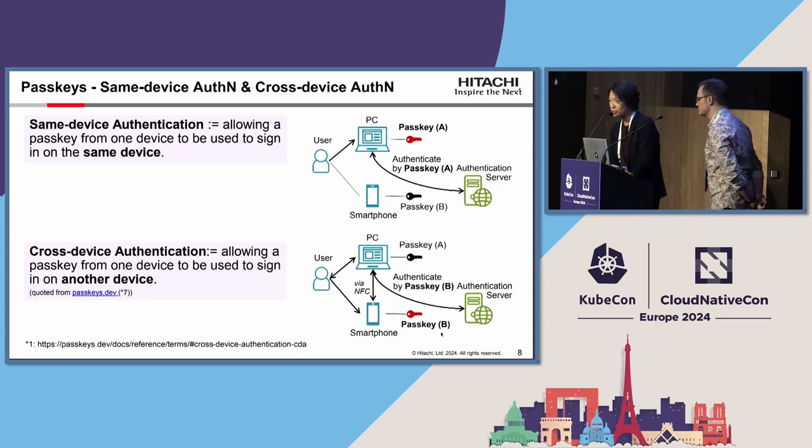Also, as just mentioned, there are two types of authentication: same-device authentication and cross-device authentication. Let's assume that you use your PC and try to authenticate yourself to the authentication server with a passkey. In same-device authentication, you need to use the passkey created and installed on your PC. While in cross-device authentication, you can use the passkey created and installed on your smart device, not necessarily the one on your PC.